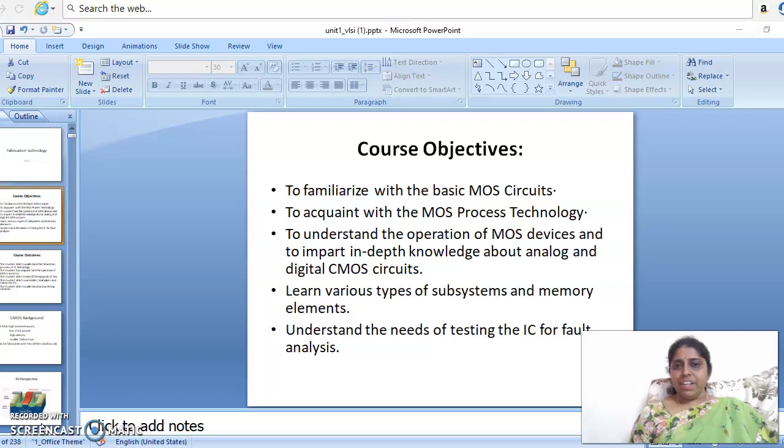Next is to acquaint with the MOS process technology. So different process technologies will be understood, and the basic electrical properties like calculating the drain current, calculating the other electrical properties like drain conductance, transconductance, on-channel resistance, figure of merit, all these will be acquainted.